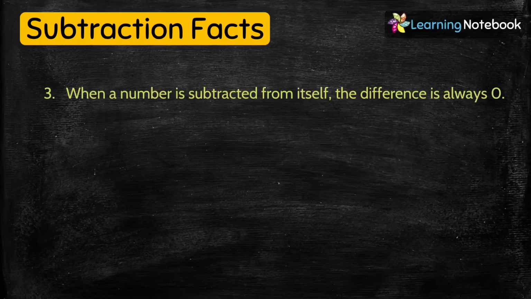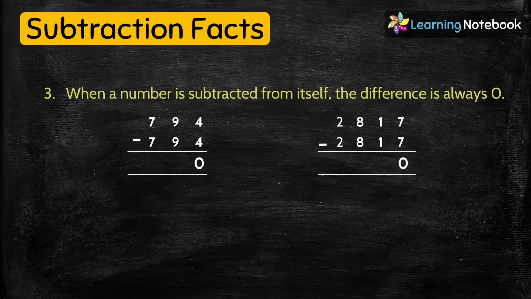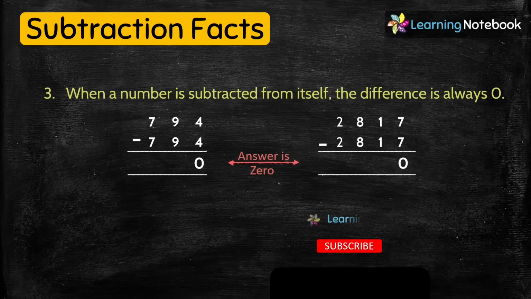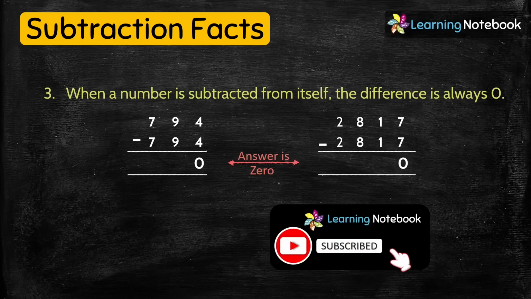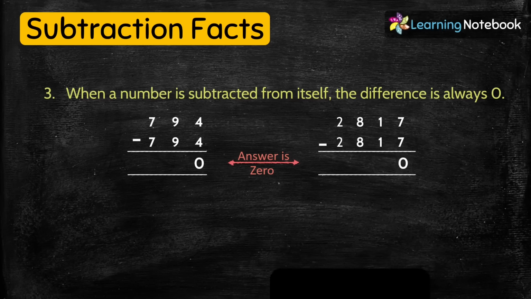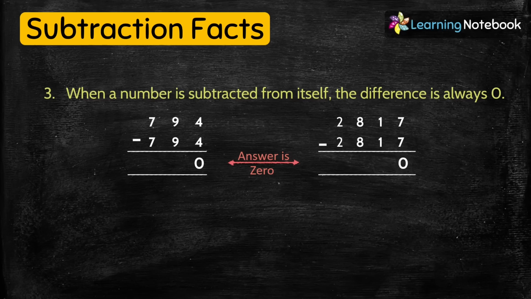And the third subtraction fact is when a number is subtracted from itself, the difference is always 0. For example, if we subtract 794 from 794 itself, then we get the difference as 0. In the same way, if we subtract 2817 from 2817 itself, again we get the difference as 0. So these were the three subtraction facts.